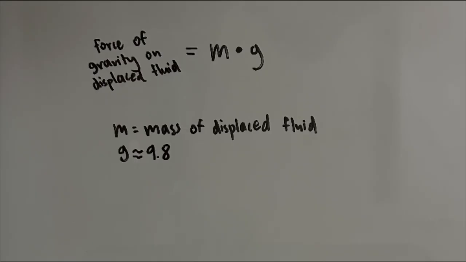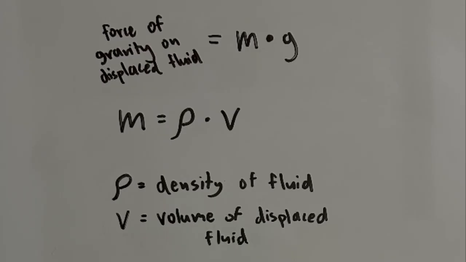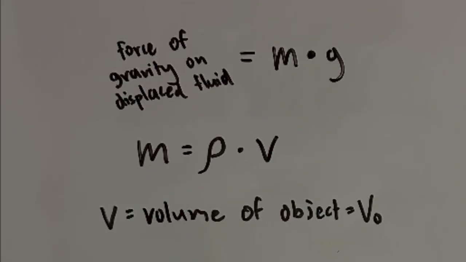The force of gravity on an object is equal to the mass of the object times the gravitational constant g. G is a constant roughly equivalent to 9.8, and it does not change. So now, all we need to figure out is the mass of the displaced fluid. The mass of a fluid can be calculated by multiplying the density of the fluid by the volume of the fluid being measured. We know the density of a fluid, and the volume of the fluid we want to measure is the volume of the fluid being displaced, which is the volume of the object.